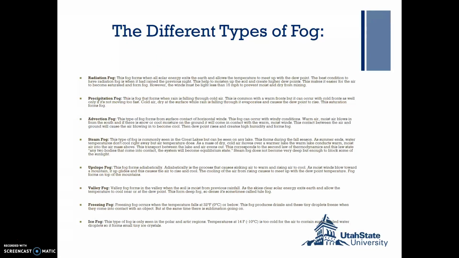There are many different types of fog. Just to list a few, we have radiation fog, precipitation fog, which of course is a rain-based fog, advection fog, steam fog, upslope fog, which you'll see a lot in the state of Utah with all of our mountains here, valley fog, which you'll see at the end of that description. It mentions a specific type called Tule fog, which is specific to Central Valley, California. There also is freezing fog and ice fog. If you'd like to pause this presentation, feel free to review through any of those on your own time.